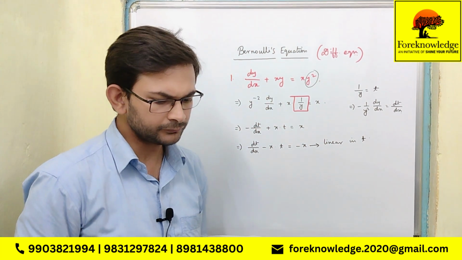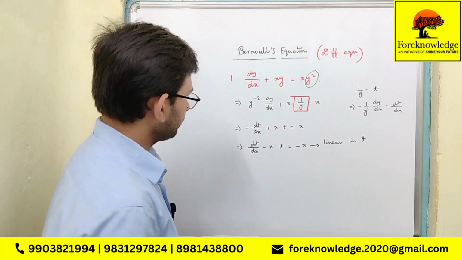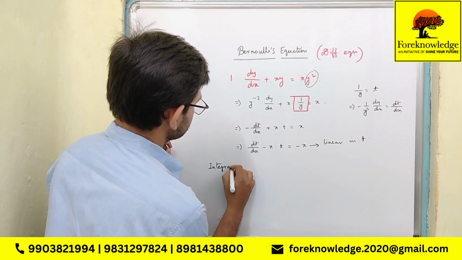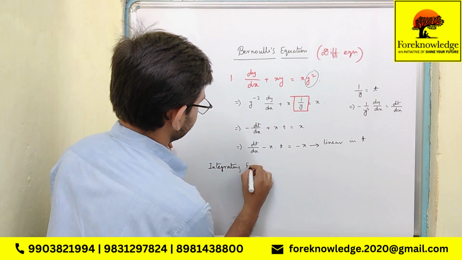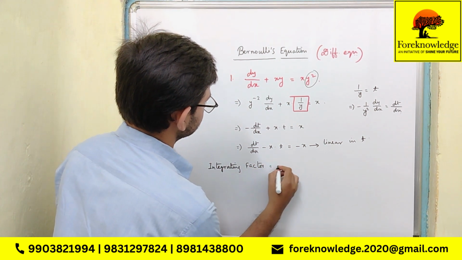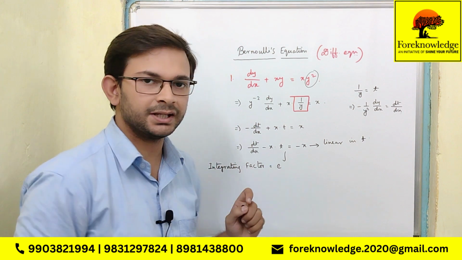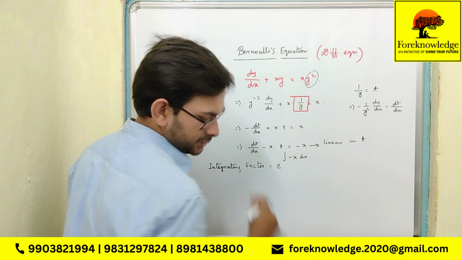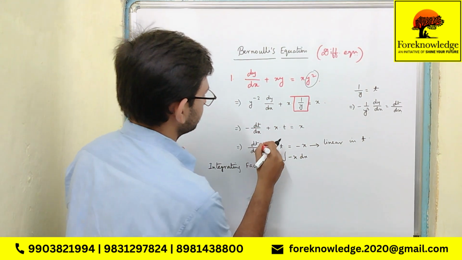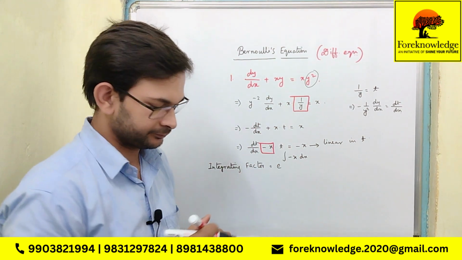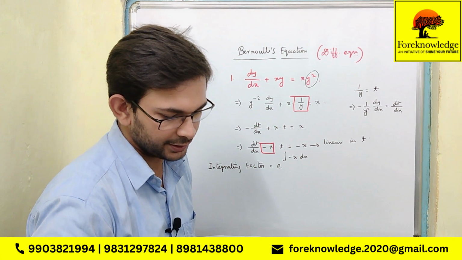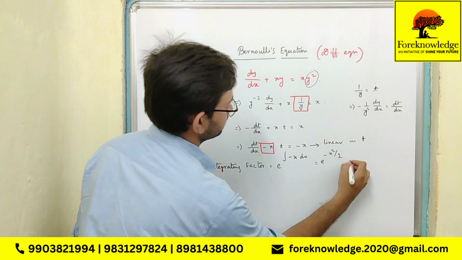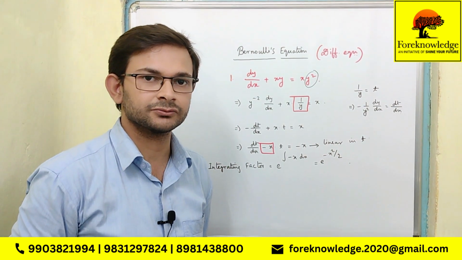So what do we do now? We have to calculate the integrating factor. That is e to the power integration of the coefficient of t dx. That means e to the power minus x dx, because this is what the coefficient is. So the integrating factor is e to the power minus x square by 2.